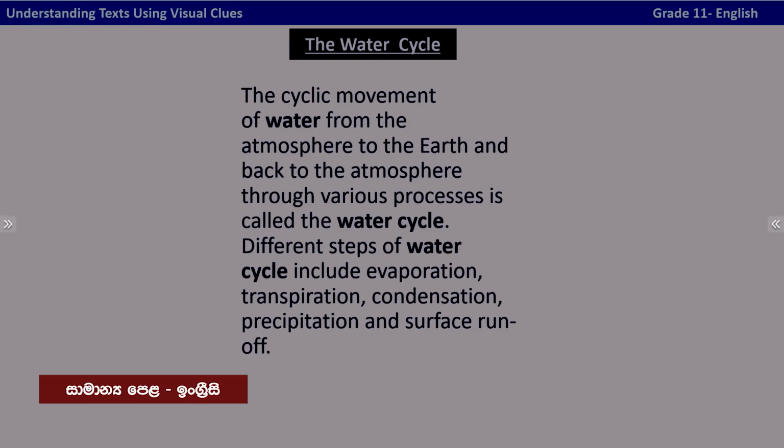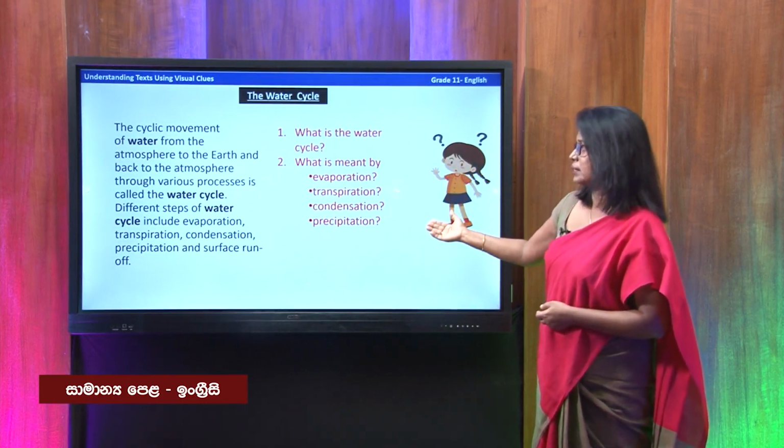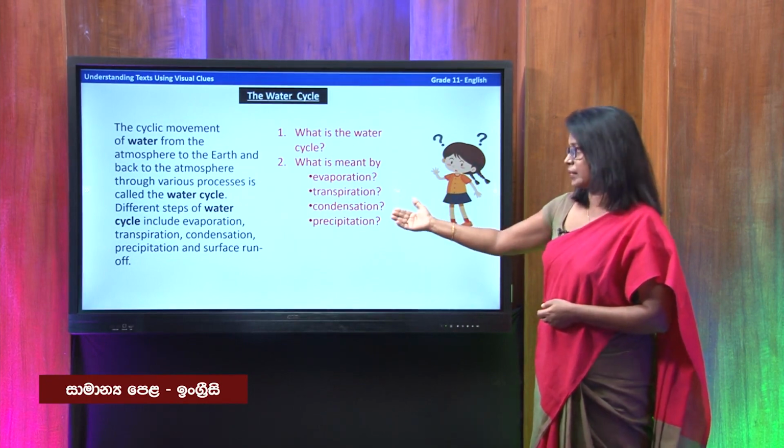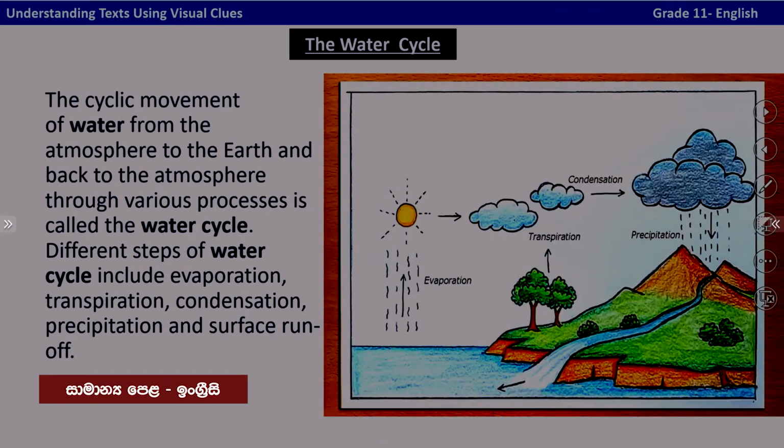What do you think? Do you see some unfamiliar words here? Some technical words? I'm sure if someone gives you questions like this to answer based on this particular paragraph, you will find it a little bit difficult. These words, evaporation, transpiration, condensation, and even precipitation, seem a little bit unfamiliar to you. So children, what if we can have a picture to help us understand these unfamiliar words?